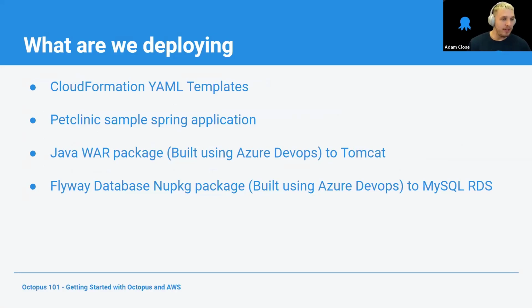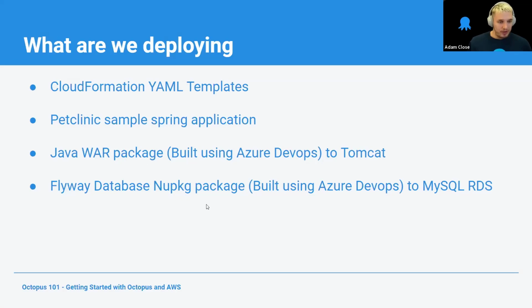We'll be deploying the Pet Clinic sample Spring application, and it's packaged in two parts. So we have the Java WAR package. That's going to be the front end Spring application that we deploy to Tomcat. And we also have a Flyway database NuGet package. When we deploy our application, it's going to connect to a MySQL backend. That MySQL backend is going to be a MySQL RDS instance running in AWS. And we're going to use the Flyway database package to actually migrate and run database changes as we deploy our application out.